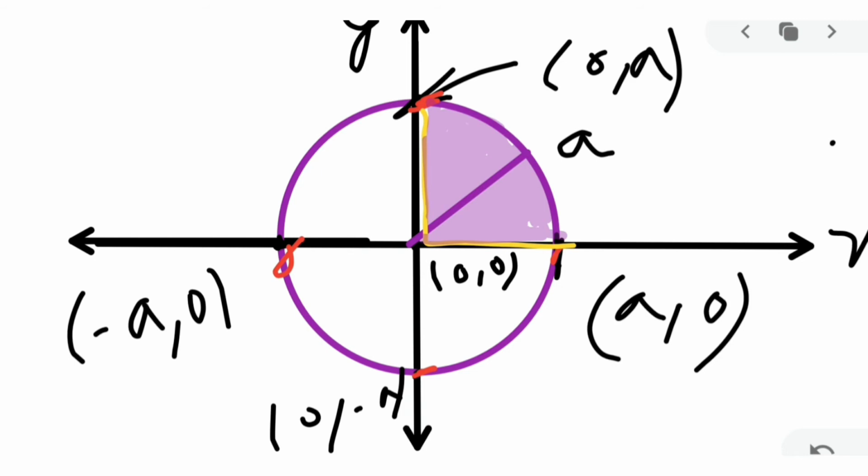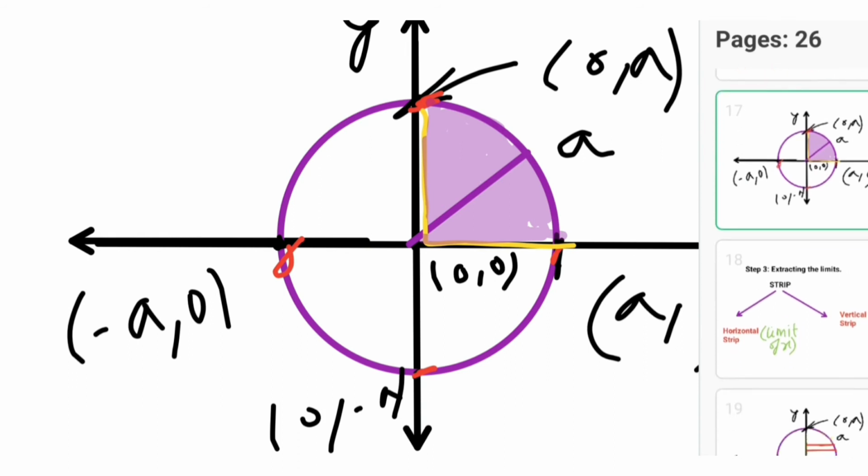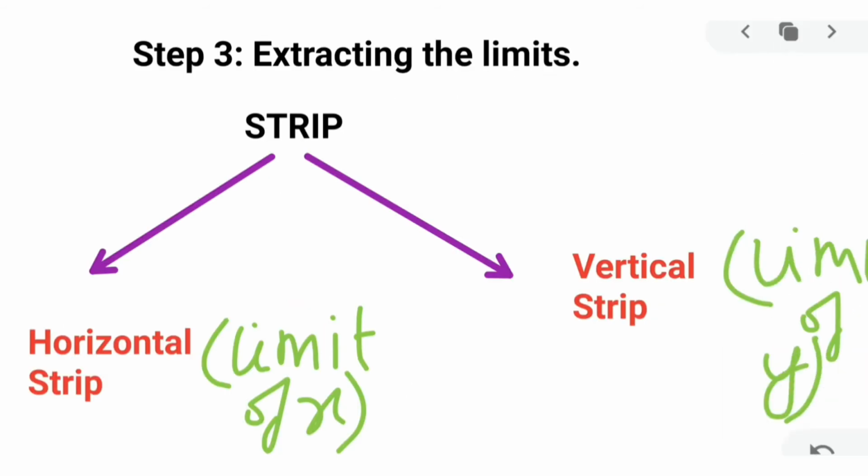Now, the third step and the most important step of these questions is to find the limits. So in the third step, we need to extract the limits. To extract the limits, we need to take strips. There are 2 ways to find these limits. We can take a horizontal strip and a vertical strip.